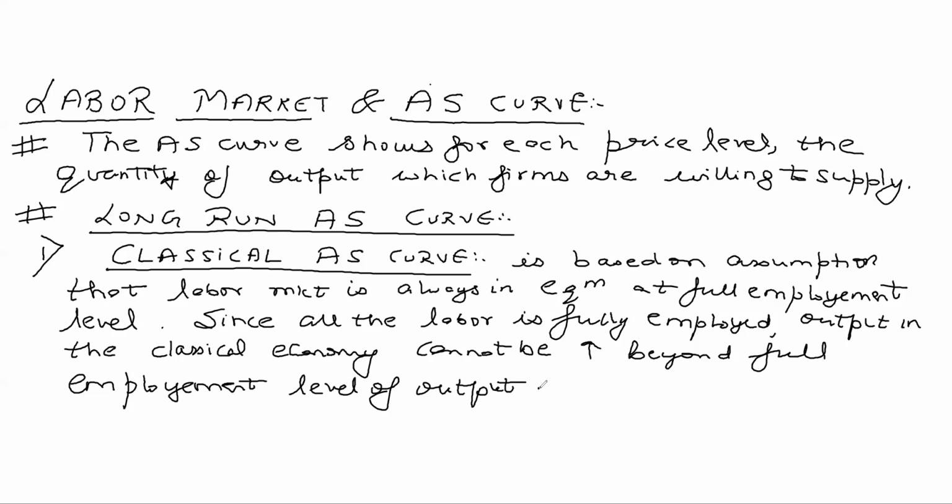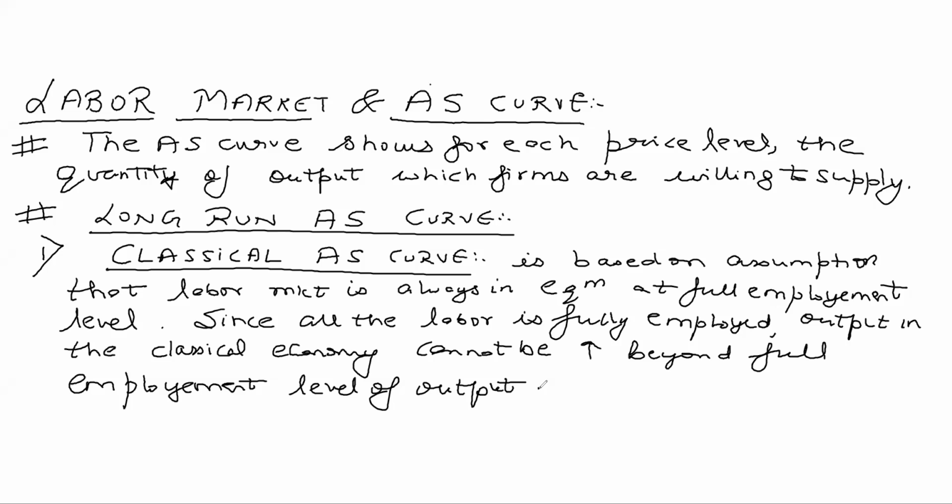Now, all of us know that the classical economists believe that the economy will always be at the full employment level. That means all the labor force in the economy is fully employed. That means as a firm, if I have to produce more output, that is possible only by hiring more labor, but all the labor is already fully employed. So I can hire more labor only by paying them higher wages because that labor is already working for some other firm. If I want to hire that labor, that is possible only by giving them even higher wages.